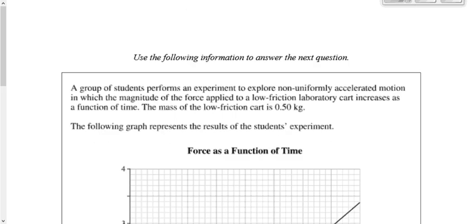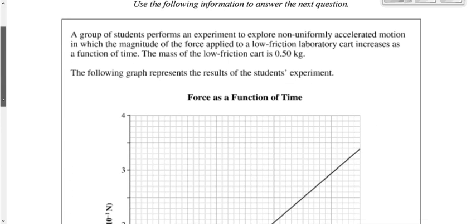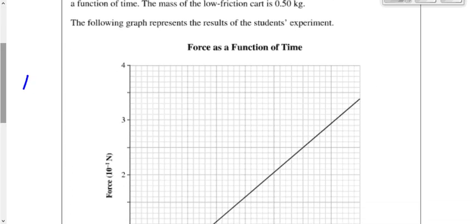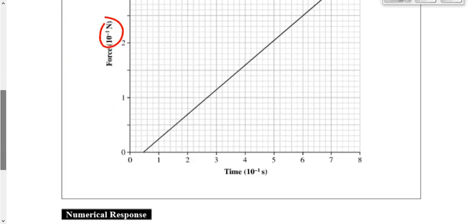A third and final one says a group of students performs an experiment to explore a non-uniform accelerated motion in which the magnitude of the force applied to a low-friction lab cart increases as a function of time. The mass of the cart is 0.50 kilograms. Here's the graph. Force is a function of time. Right away, we're going to think the same thing as we always do. Area is equal to impulse. And then we're going to check our axes. 10 to the minus 1 newtons on the y-axis and 10 to the minus 1 seconds on the x-axis. All right. Not a huge deal. We just have to catch that.